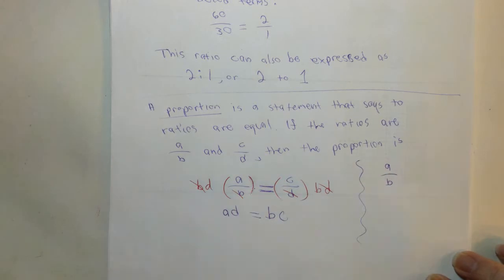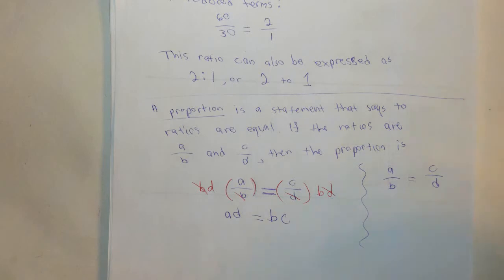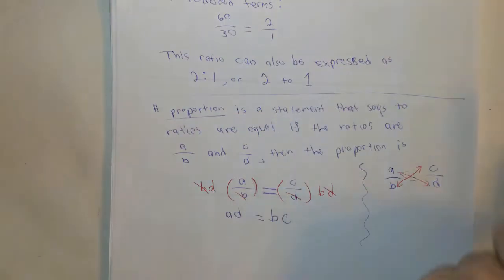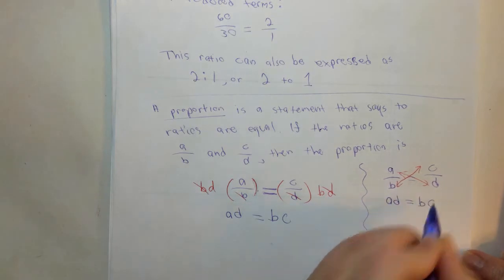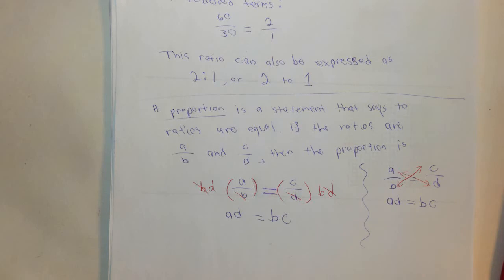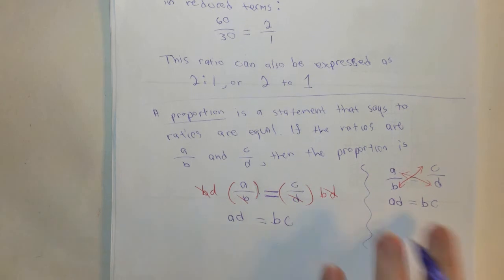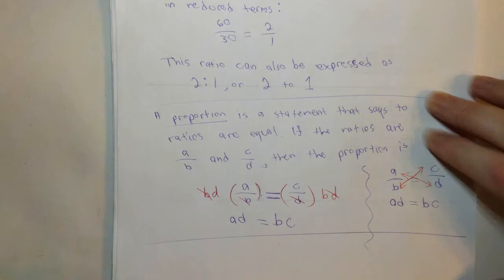A over B equals C over D. Cross multiplying means I multiply these two guys together, and I will also multiply these two guys together. And so AD equals BC. Okay, same idea, same concept. Technically, this is what we're doing, but this is what we're probably more comfortable doing. So this has got a name.